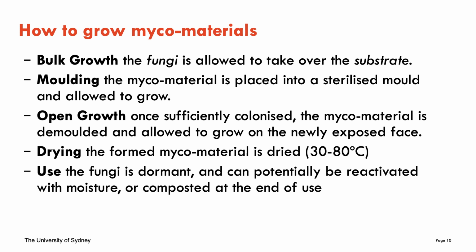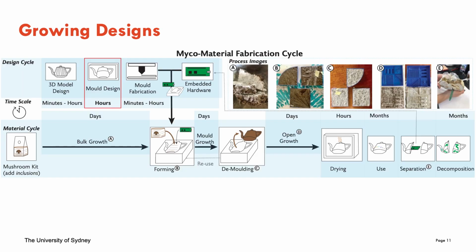After this open growth stage, which may take a few days, the myco-material is dried at a very low oven temperature. We typically use between 30 to 80 degrees Celsius, and domestic ovens aren't very accurate at those low temperatures anyway. During use, the fungi will be dormant, but can potentially be reactivated with moisture or simply composted at the end of use. We can see that there is some alignment between this slow process of growing and a design cycle.